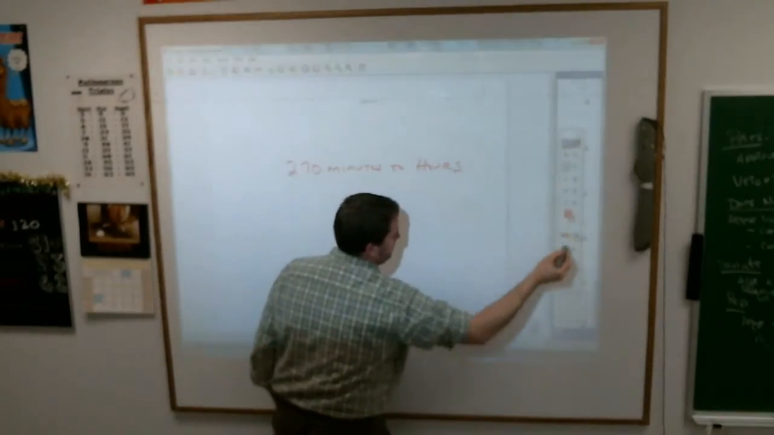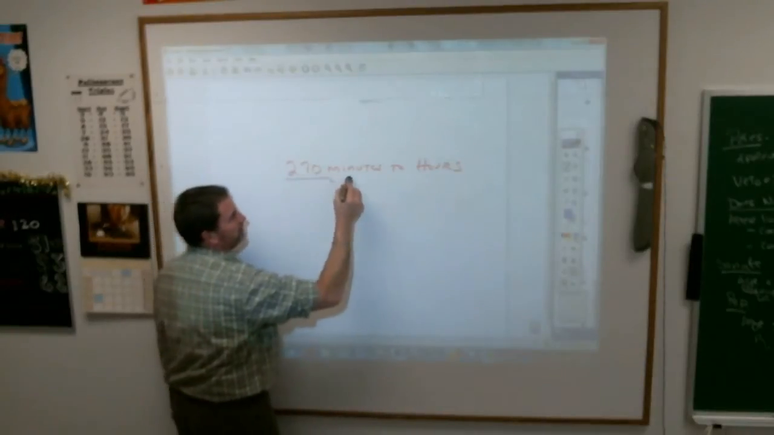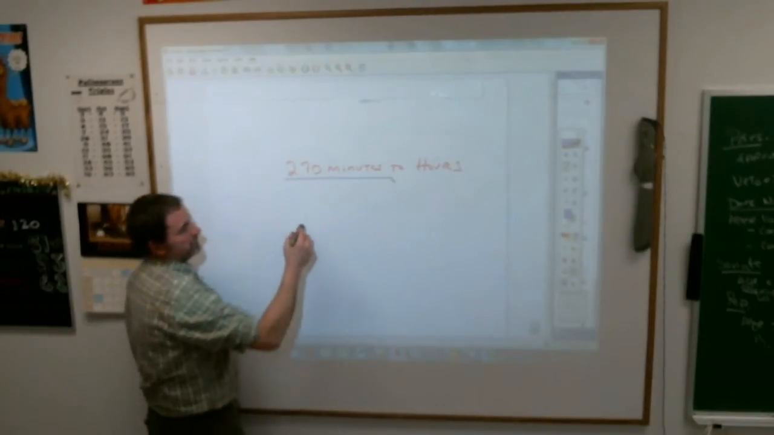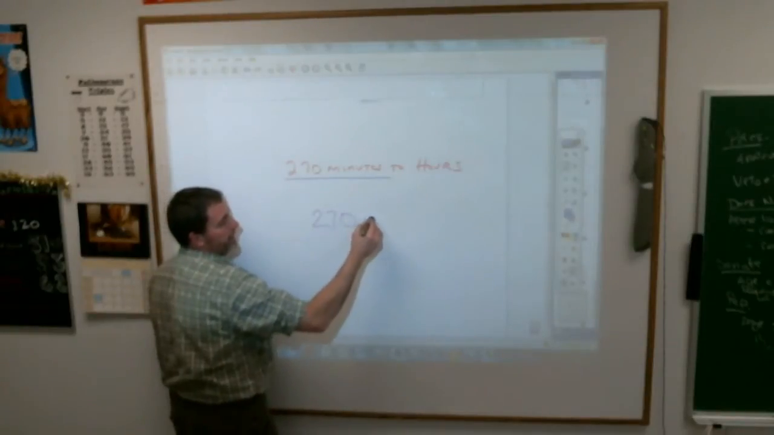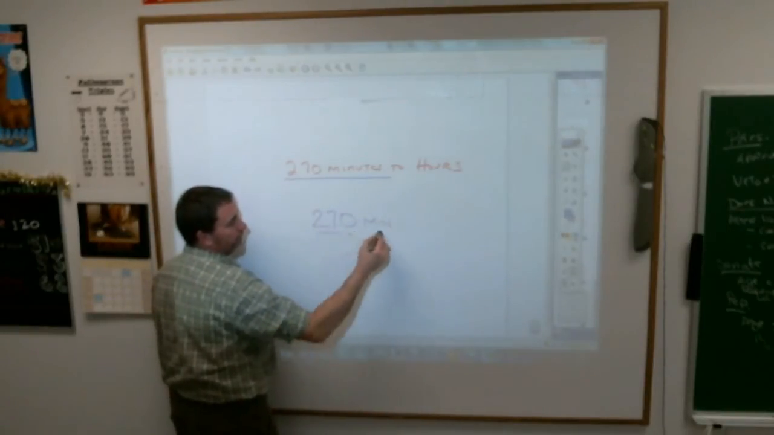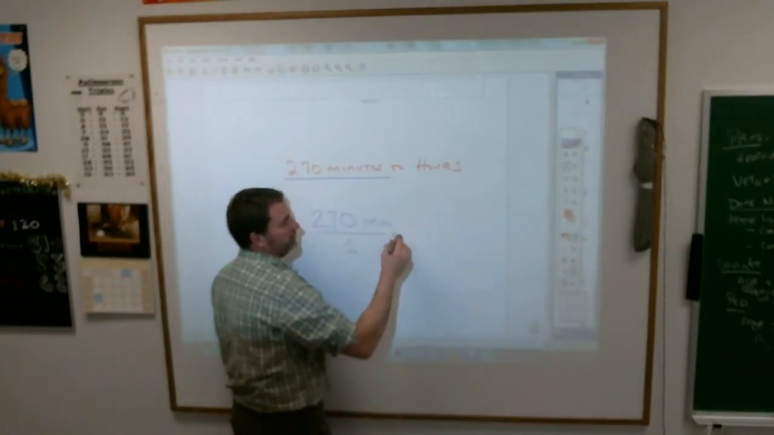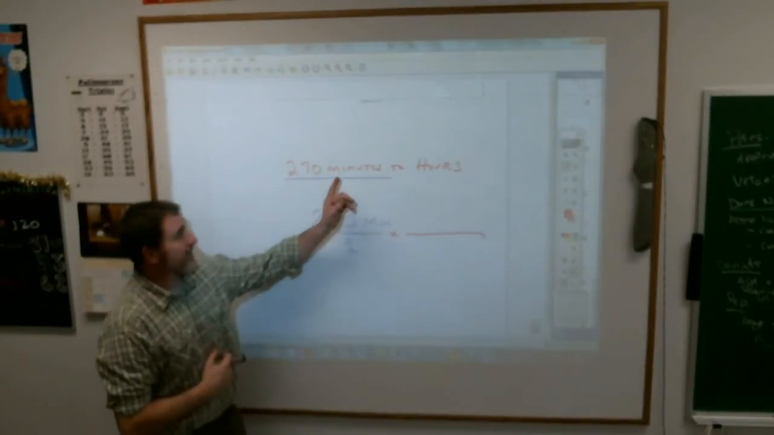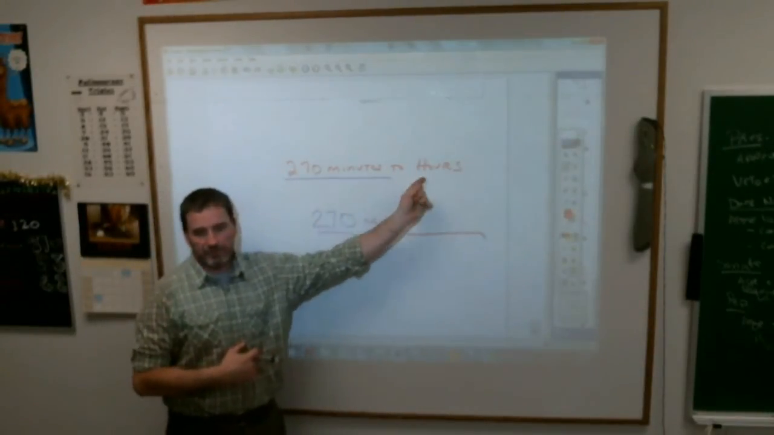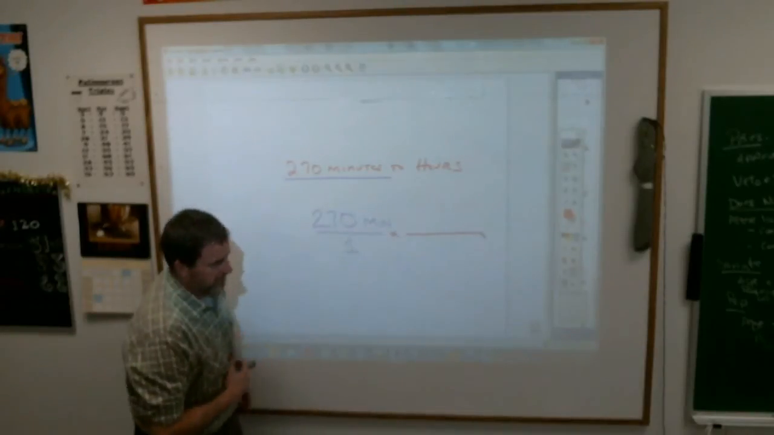Okay, here is the gist. 270 minutes to hours. I take what I'm given and put it over 1 to make it a fraction. So it ends up being, and you have to put the labels down, 270 minutes over 1. Now is where I figure out what my unit multiplier is. I know my unit multiplier has to have minutes and hours in it. So in your mind, you already know there's how many minutes in an hour? 60, because that's going to come in handy here.